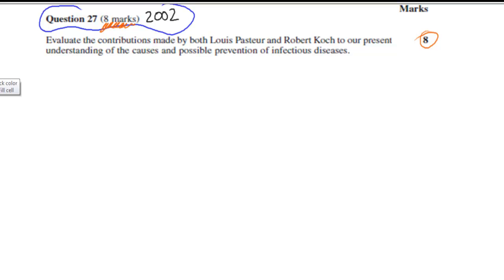Welcome back. So the question says evaluate, which means we need to look deeply into the contributions made by both these scientists, Louis Pasteur and Robert Koch, but also need to make our own conclusion. We need to at the end have a conclusion. Do we think those contributions were important or not important, and how important were they based on what kind of evidence, more or less, right?